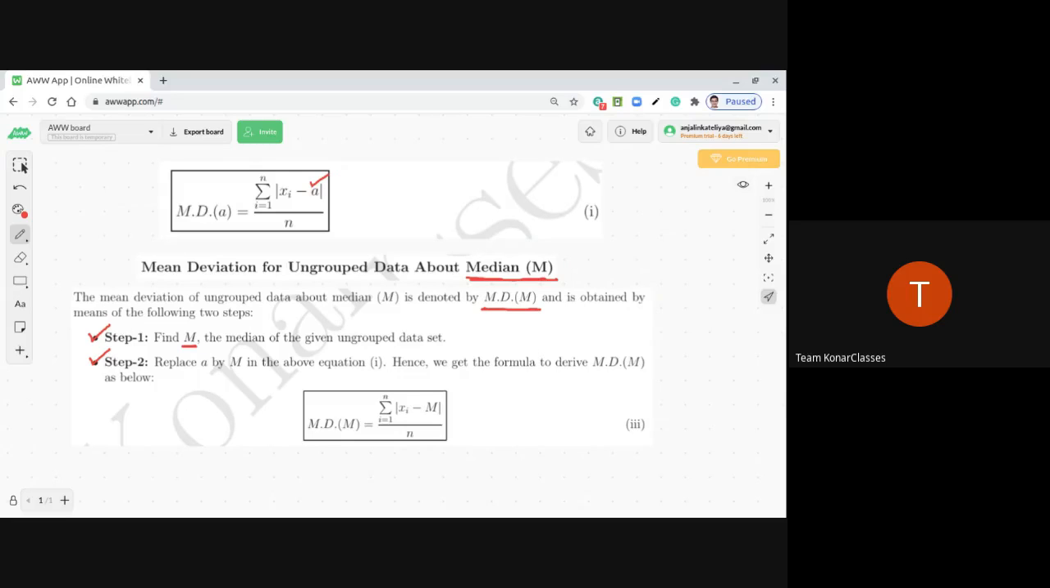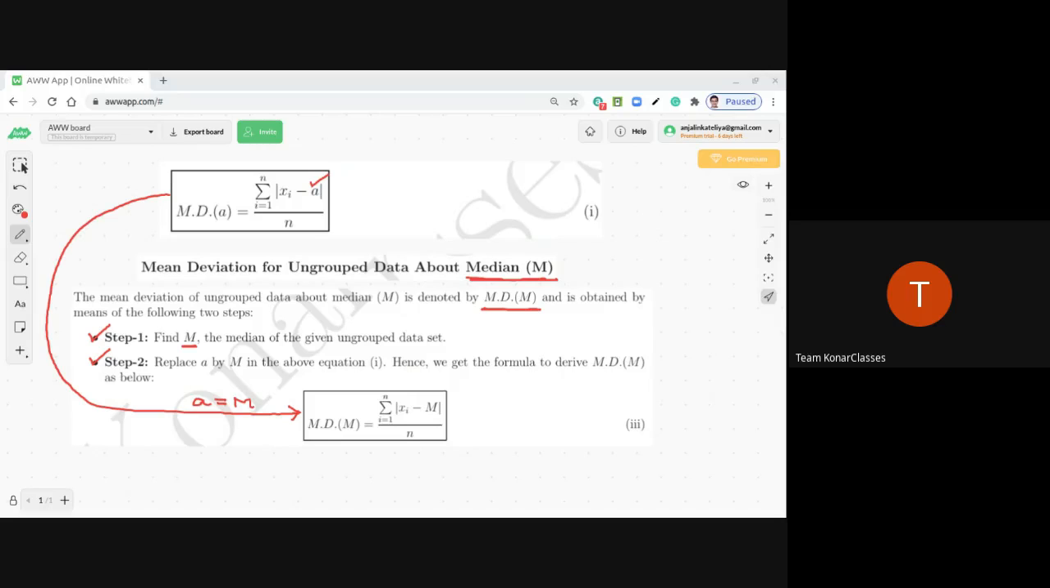Now, as we are going to find the mean deviation about median, we need to replace that A by capital M, and then this formula is transformed like this. And how are we able to transform? We are able to transform by replacing A by M. So instead of A, we are writing A equal to M. And that is the mean deviation for ungrouped data about the median M. Fine. Now this is quite simple. I hope all of you understood. Now let's find it out with a real illustrative example.